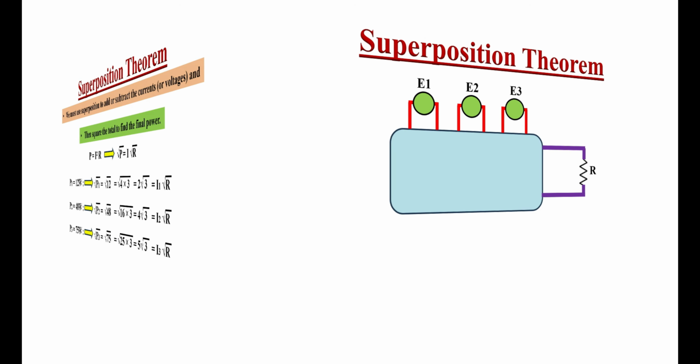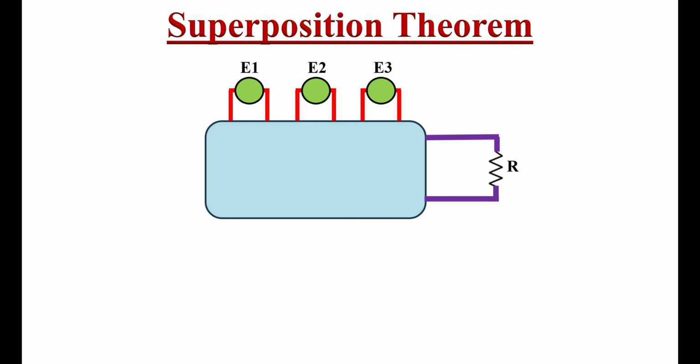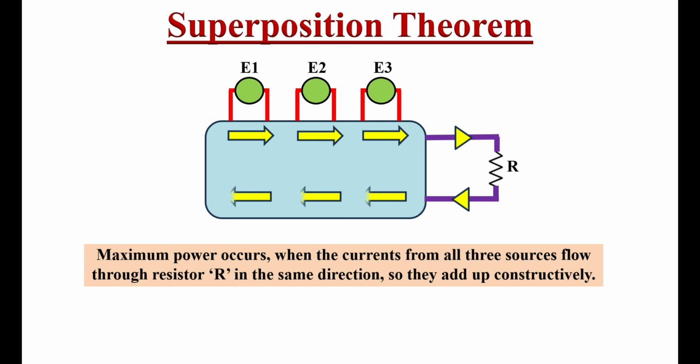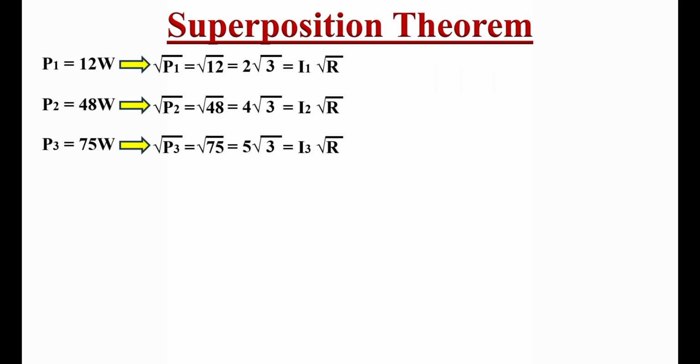Now let's visualize how to achieve the maximum possible power. Here the maximum power occurs when the currents from all three sources flow through the resistor R in the same direction, so they add up constructively. This gives us the largest possible total current to square. Let's put the numbers to work and calculate the maximum value.